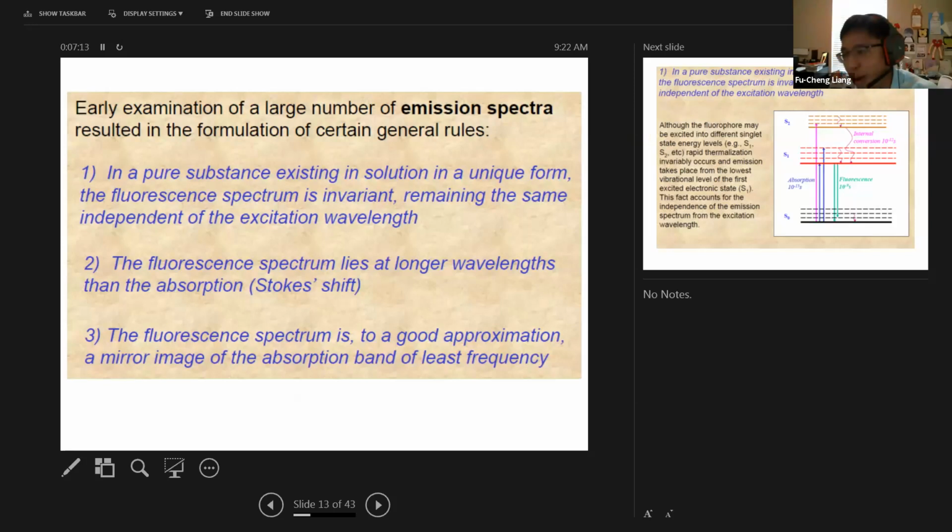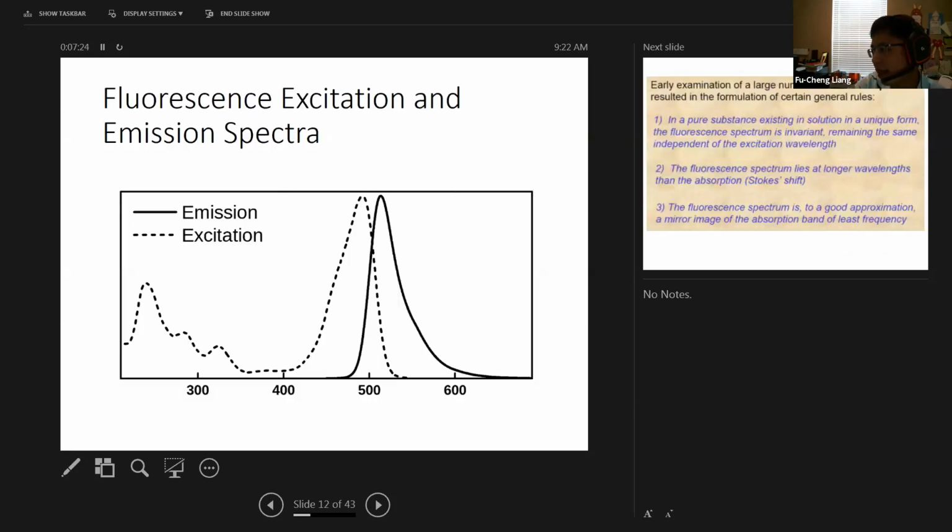And of course, I talk about this, you guys have still no idea why it's on that, because we'll see those in the next few slides, right? And the third general rule is that the fluorescence spectrum is, to a good approximation, a mirror image of the absorbance band of this frequency. And we already saw that. So basically, the emission spectrum is the solid line here, and the absorbance spectrum you can consider the same as the dashed line here, which is excitation, and they form a mirror image with each other.